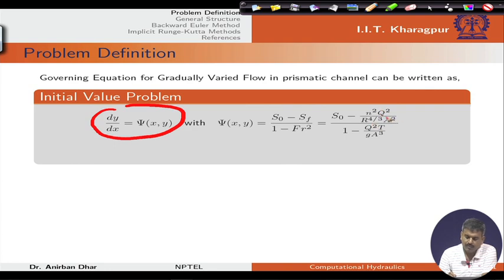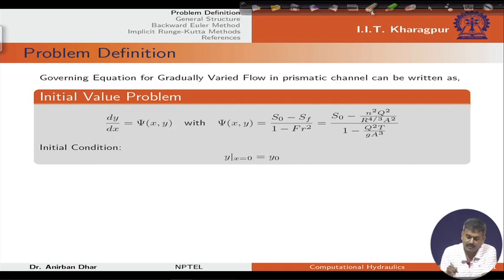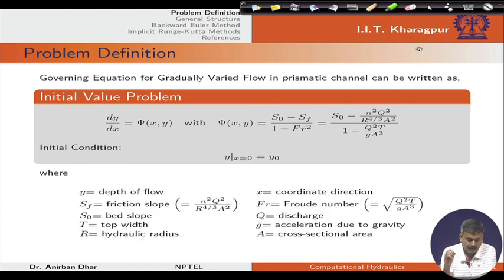R to the power 4 by 3, where R is hydraulic radius, A is area, T is top width, Q is again discharge, and g in this case is the acceleration due to gravity, A is area, and we have this initial condition on one side. So, these are the expressions that we can directly utilize for our problem.